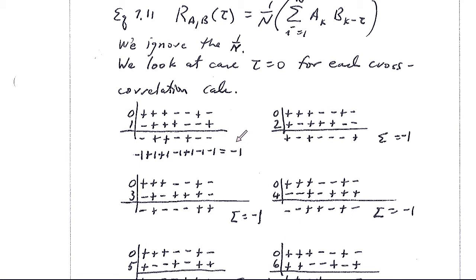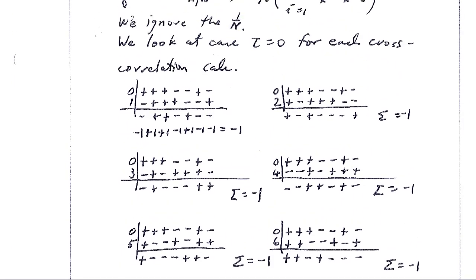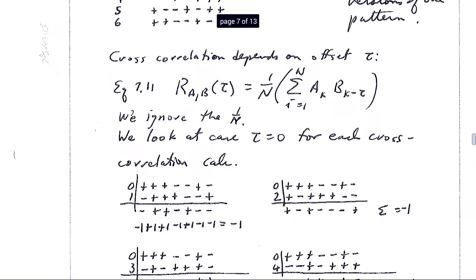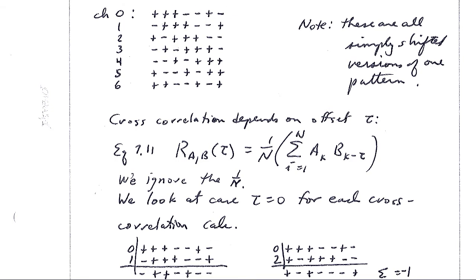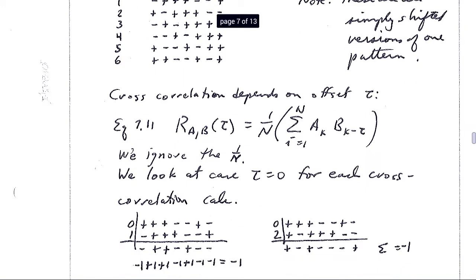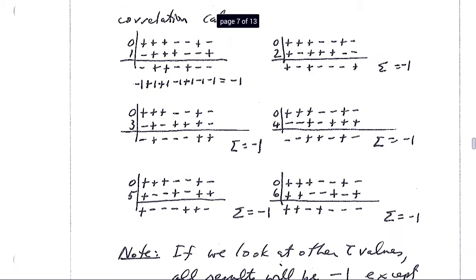And I get a -1 when I do a cross correlation between channel 0 and 1. I get -1 for all of them, as a matter of fact, until I get -1 for all 6 of them. However, if I correlate channel 0 with itself, I will get a 7. Okay, and so that's what happens.